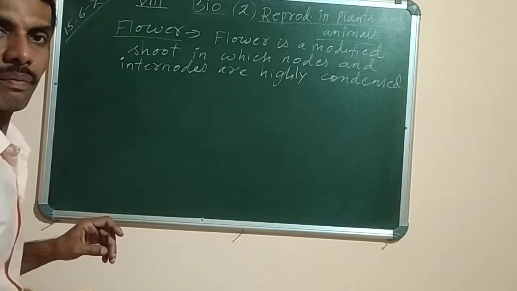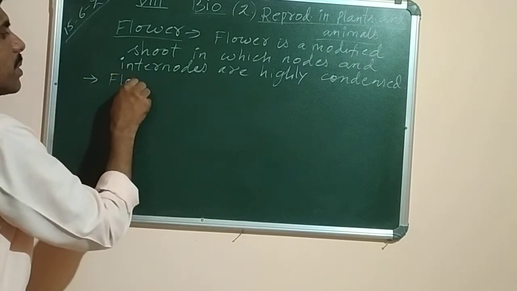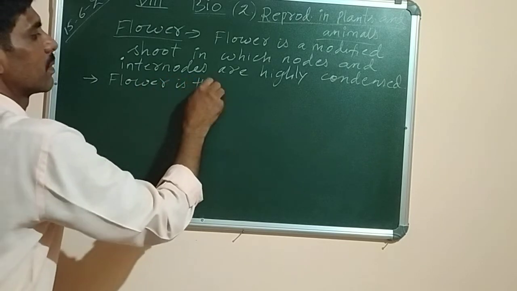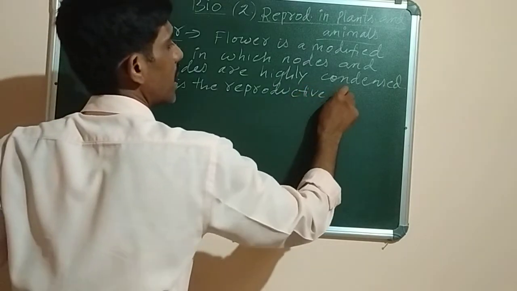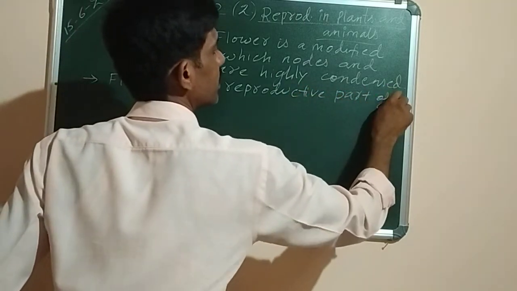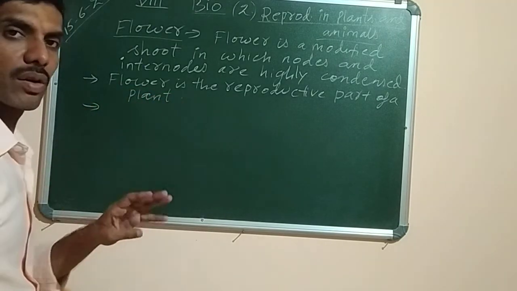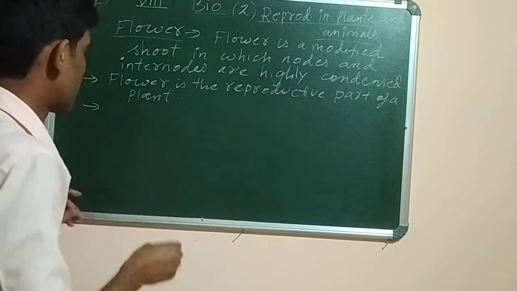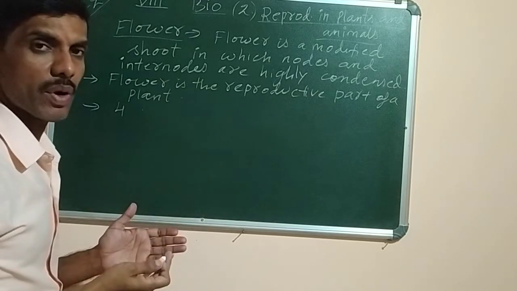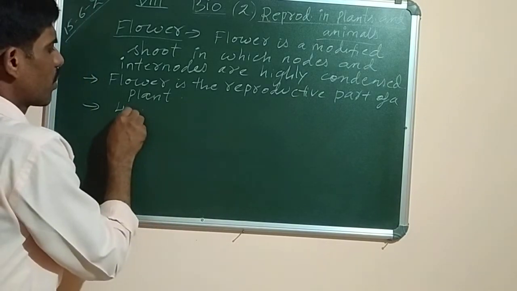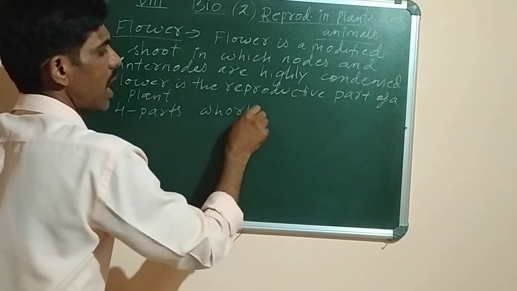Now this flower is the reproductive part of the plant. And the flower contains 4 whorls. Each and every flower contains 4 layers or whorls. These different layers of the flower are called whorls, W-H-O-R-L-S. So there are 4 parts in a flower.